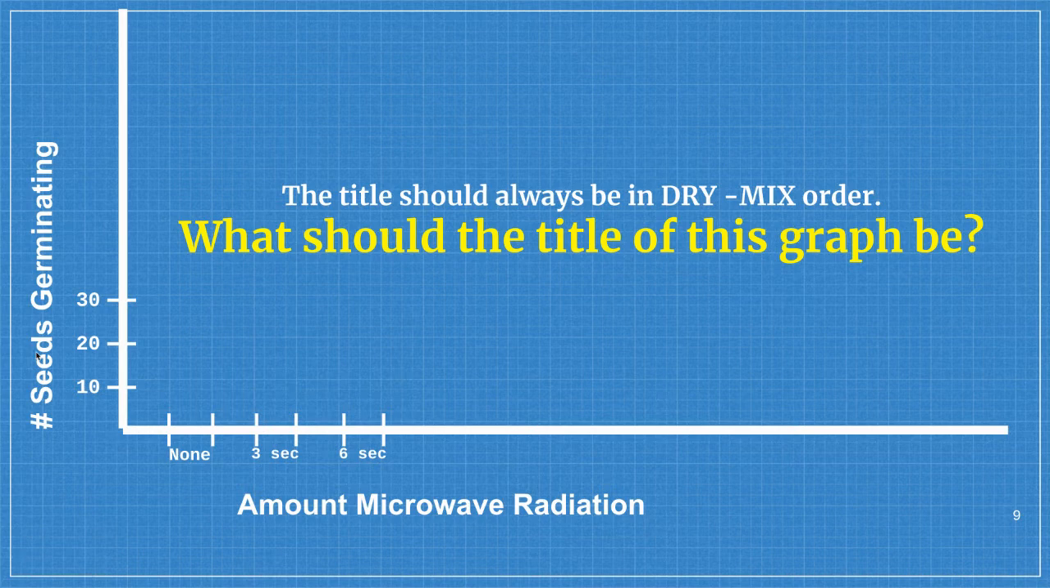What should the title be? Okay, the title should always be in DRY MIX order. So if you look at this and you see that the number of seeds germinating is here on the y-axis and the amount of microwave radiation is on the x-axis, what should the title of this graph be?